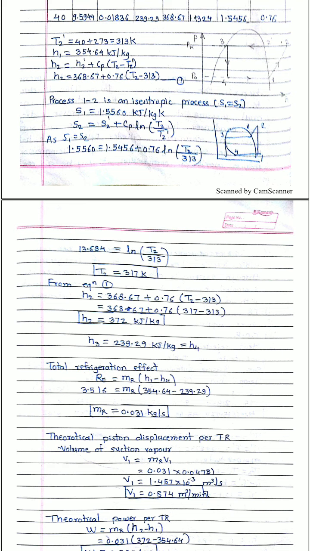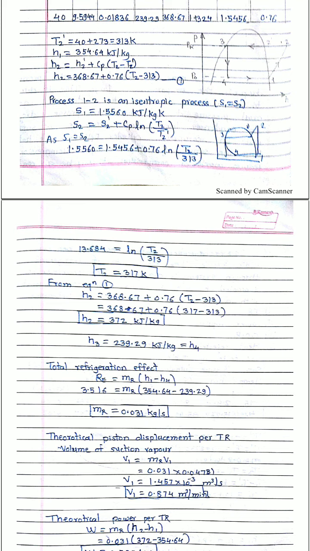H1 that we have already calculated, H1 is equal to 354.64, and H4 is 239.29. So by using this calculation we can calculate the mass flow rate of the refrigerant. So the mass flow rate of the refrigerant is equal to 0.031 kg per second.